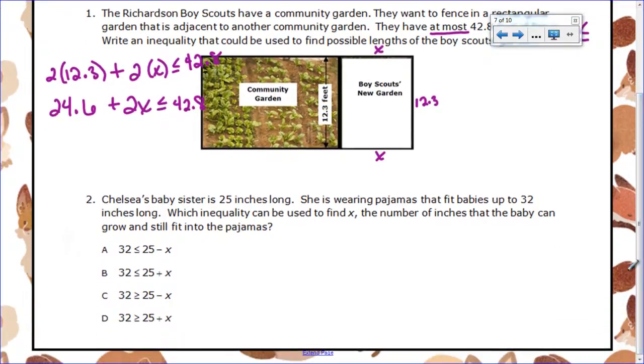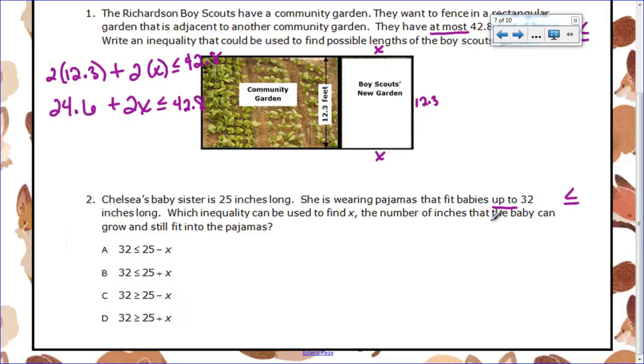So question 2, Chelsea's baby sister is 25 inches long. She is wearing pajamas that fit babies up to 32 inches long. These words are going to be important. It has to go up to that. We want to know which inequality can be used to find x, the number of inches that the baby can grow and still fit into the pajamas. Well, these words up to tell me that 32 is the maximum, but it could be less than that. So again, it is this symbol. It's less than or equal to because it goes up to 32 but can't go over.